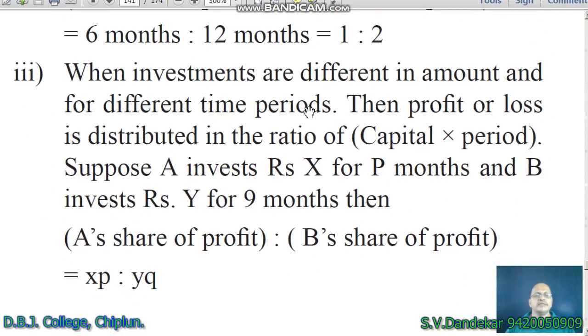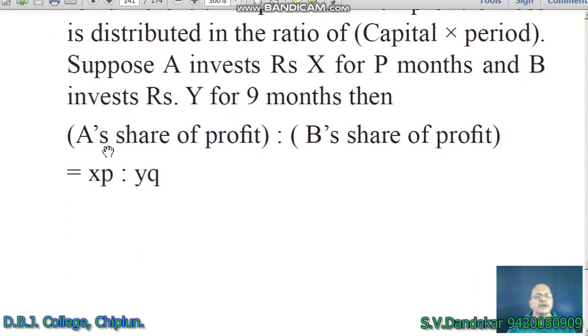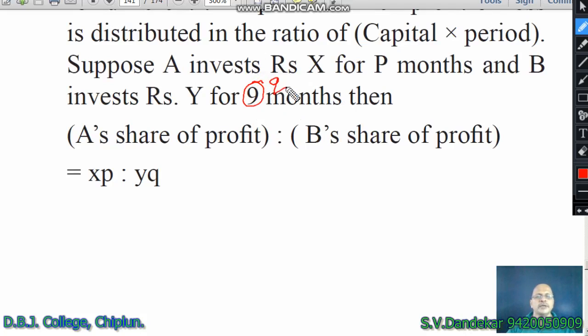When investments are different in amount and for different time periods, then profit or loss is distributed in the ratio of capital into period. Suppose A invests rupees X for P months and B invests rupees Y for Q months. Then A's share of profit is to B's share of profit as XP is to YQ. Here is a printing mistake, you can correct it. This 9 here should be Q.